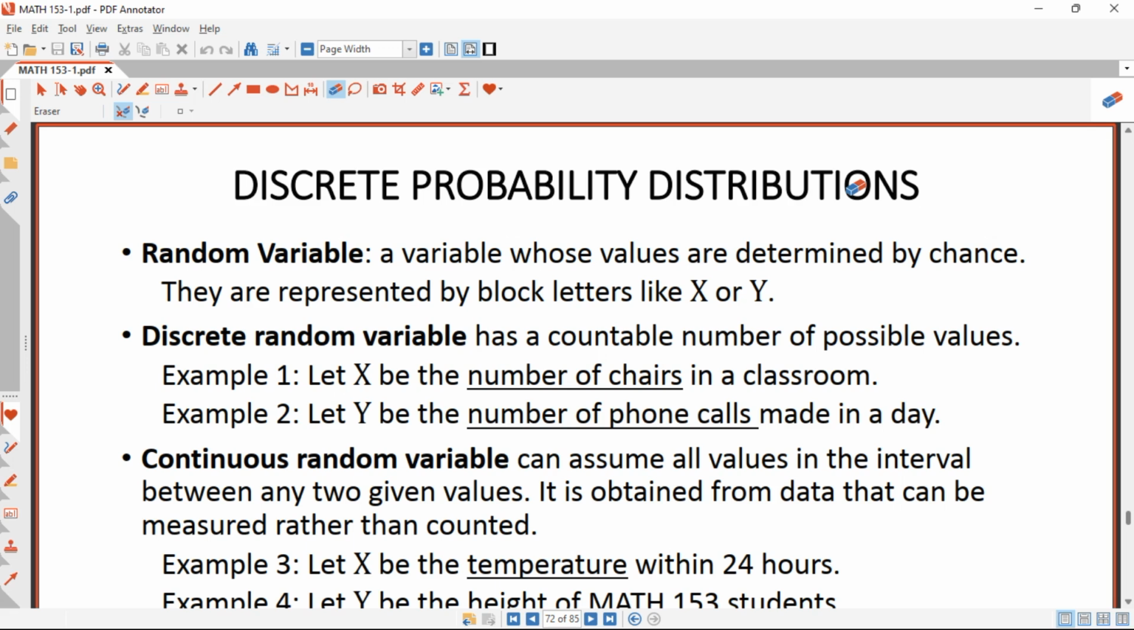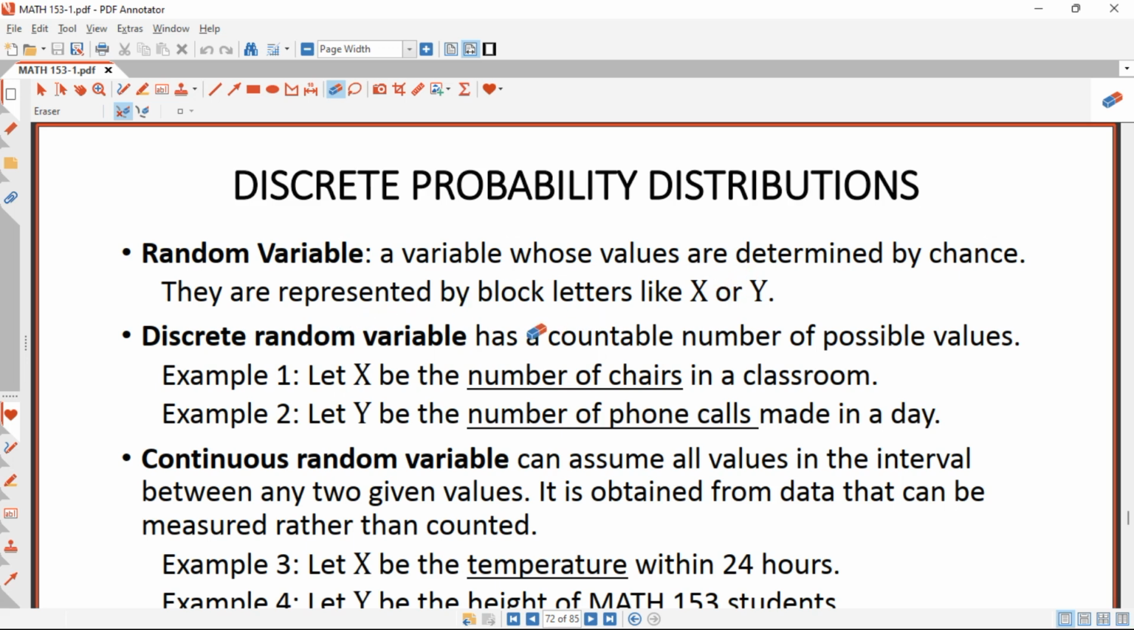In fact, discrete random variables and continuous random variables are types of random variables. So what is termed as a random variable? Random variables are variables whose values are determined by chance. Their values don't follow a strict order or particular order, but are randomly generated. And they are represented by block letters like X or Y.